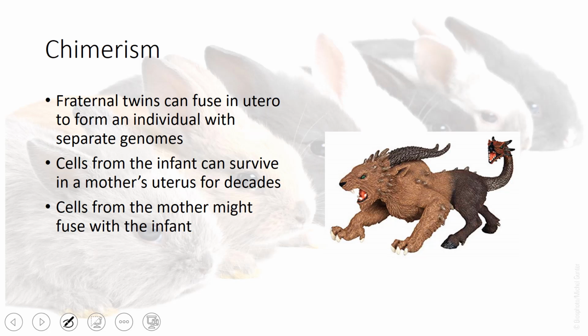We're also starting to find evidence that cells from the mother actually fuse with the infant while in utero and continue to be a part of that infant's body. Again, creating this chimerism where within the same individual you have two genetically distinct cell lines, and in this case, two genetically distinct cell lines that came from two different individuals.